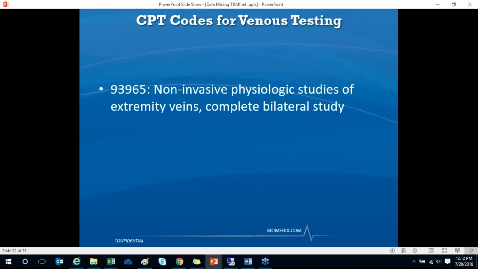This is a reimbursable study. The code for this study is 93965, and this code generally reimburses around $100.